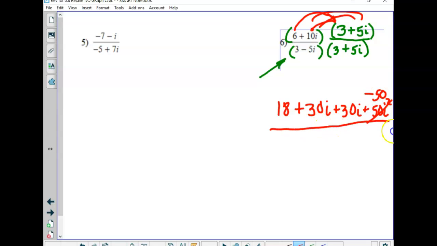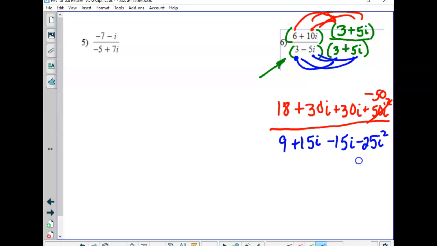Right? In the denominator, you're distributing this 3 out front to both of those. So you get a 9 and a 15i. Then you're distributing the -5i to both of those back there. So you get a -15i and a -25i squared. Most common mistake is just a sign mistake somewhere. -25 times -1 would be plus 25.